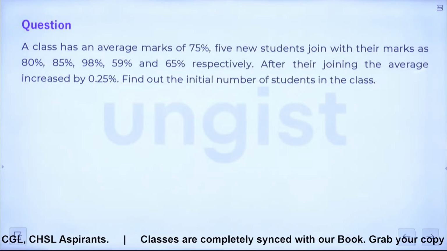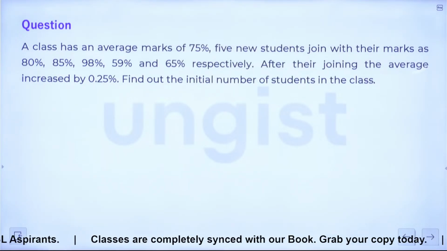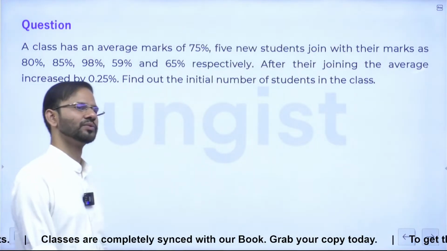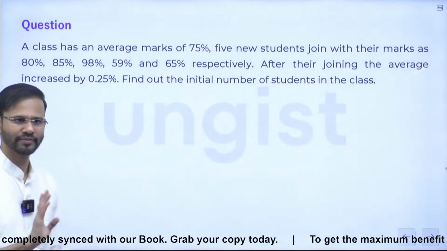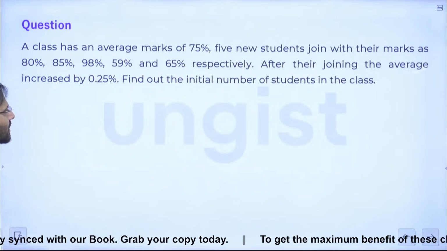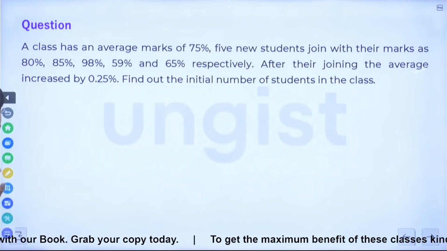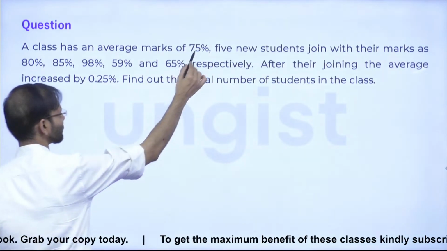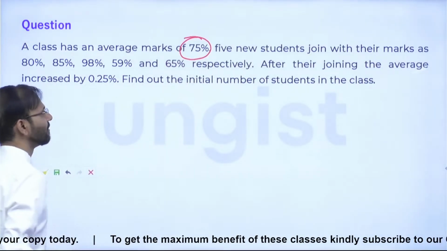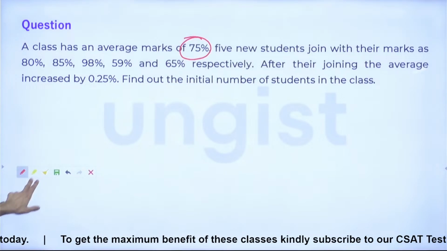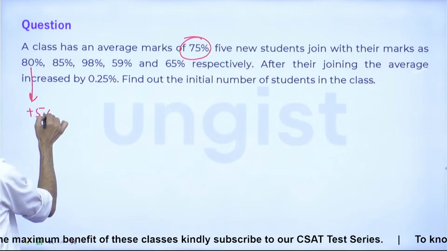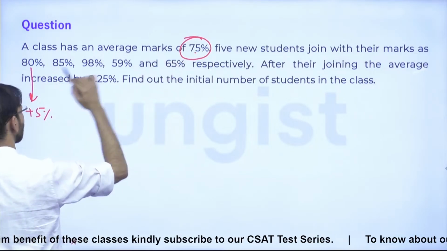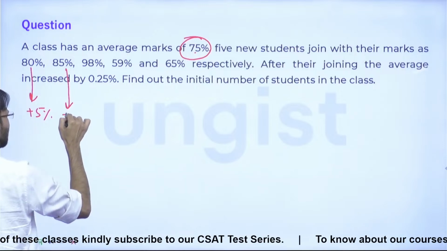Again, guys, now you please read this question. आप नहीं करेंगे इसको. We all will be solving it together. Just tell me, friends, one thing. Here, a class has an average marks of 75%. ठीक है? 5 new students are joining with their marks as, मैं इस बार यहीं पे लिखता हूँ. This is plus 5% everyone. हाँ, देखिए. Plus 5. This is plus 10.